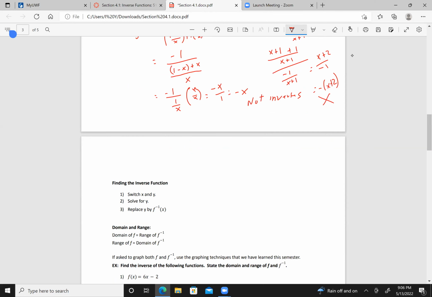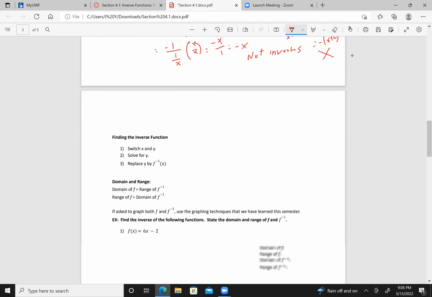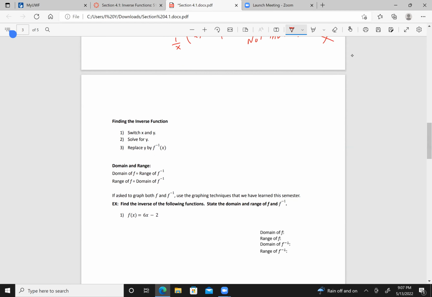So we found the inverse when we had a set of points. How do we find the inverse when we have an equation? So let's see, finding the inverse. The first step is to switch x and y, solve for y, then replace your y with f inverse of x. The domain of f is equal to the range of f inverse, and the range of f is equal to the domain of f inverse.